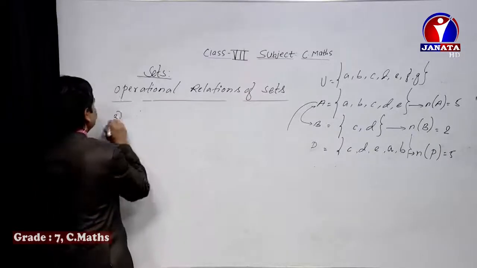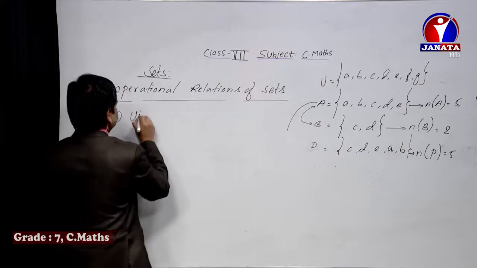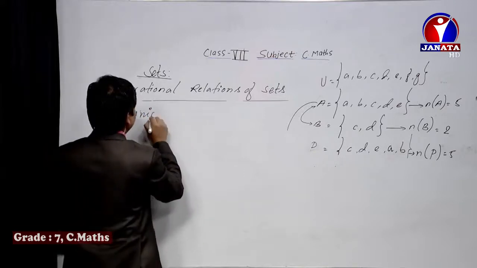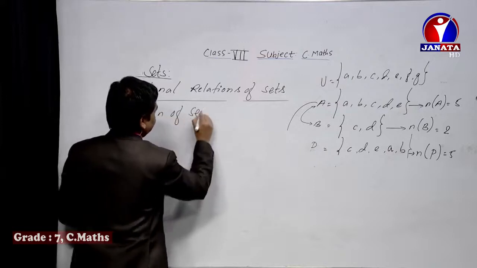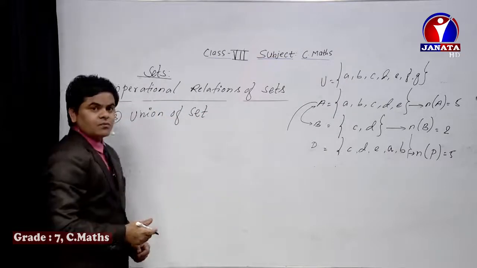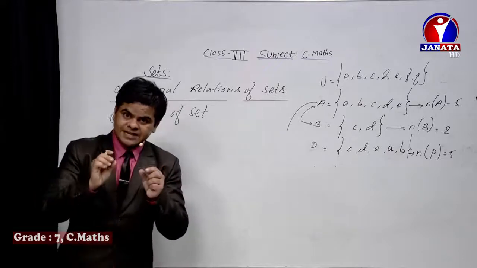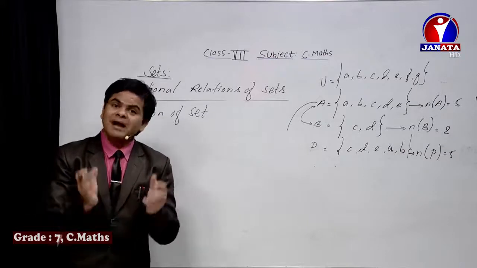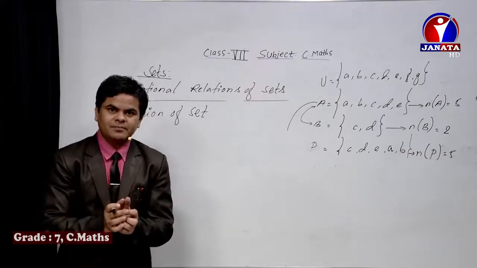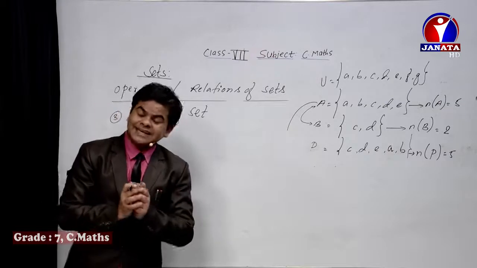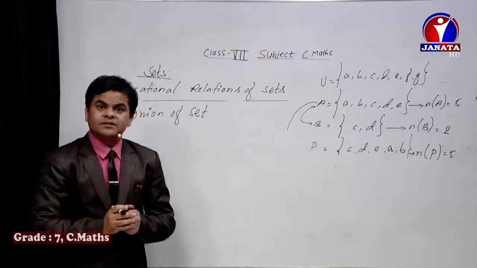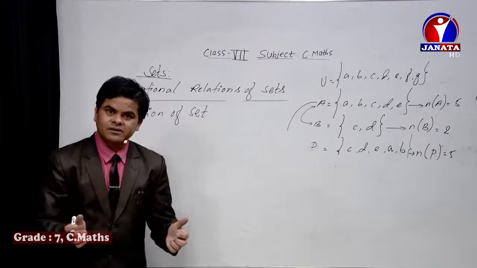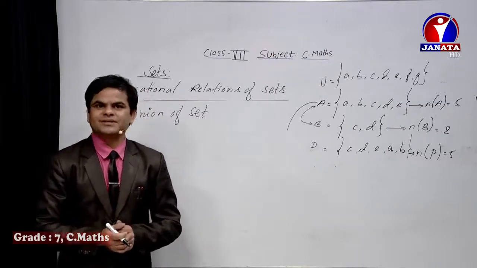Now number third is union of set, dear students. You have learned this in class 6 as well, union of set. If two sets are taken for the unity, in order to combine them in a summation form, at that time one thing should be taken care of by us: the elements while presenting them in the listing method or any method, we should not repeat those elements, dear students.